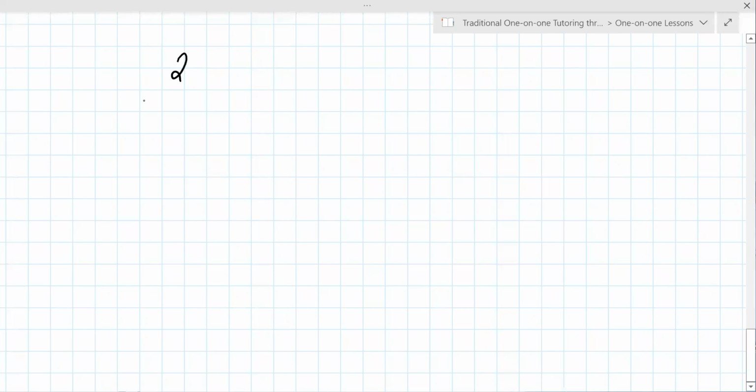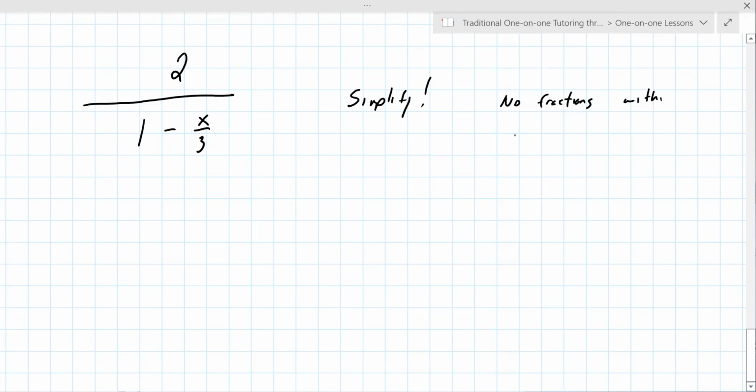So the kinds of problems I thought you were going to see would be something more like this: 2 over 1 minus x thirds. And the instructions will say something like to simplify. There's rules for what makes these things simplify or look pretty, and it's no fractions within a fraction. That means you can't have a fraction on the top or the bottom. Now, I didn't make this rule. These are just the rules of the game here. You have to get rid of fractions.